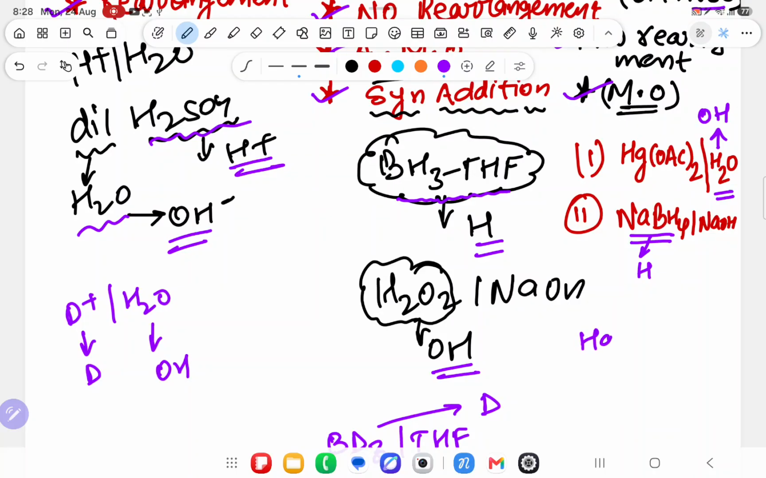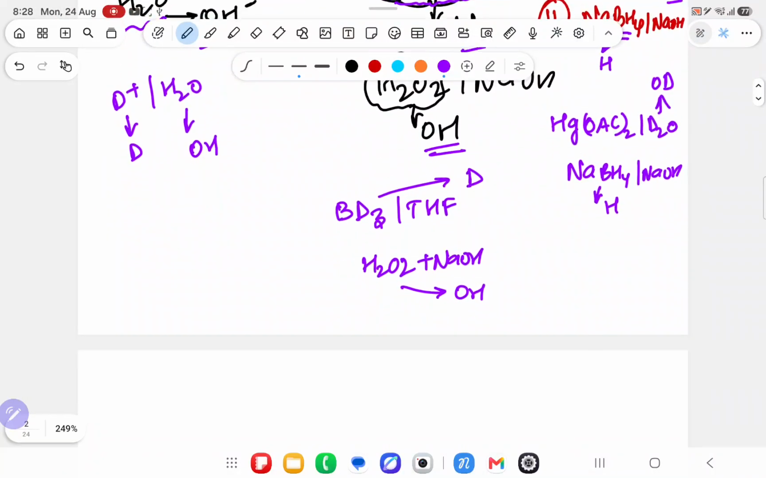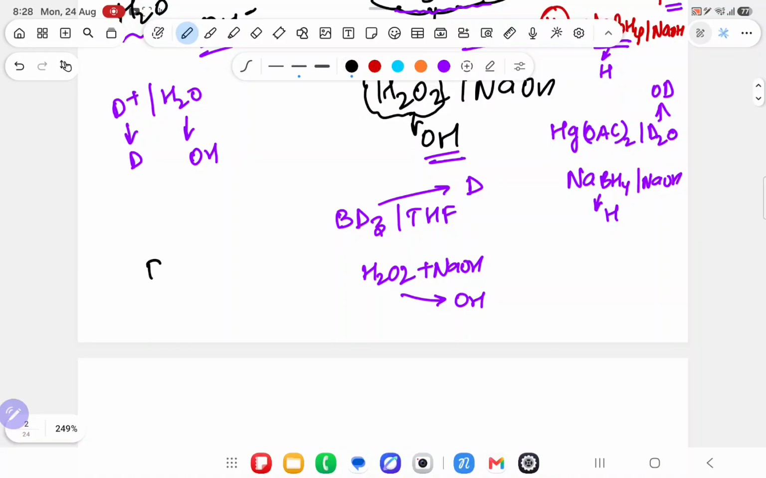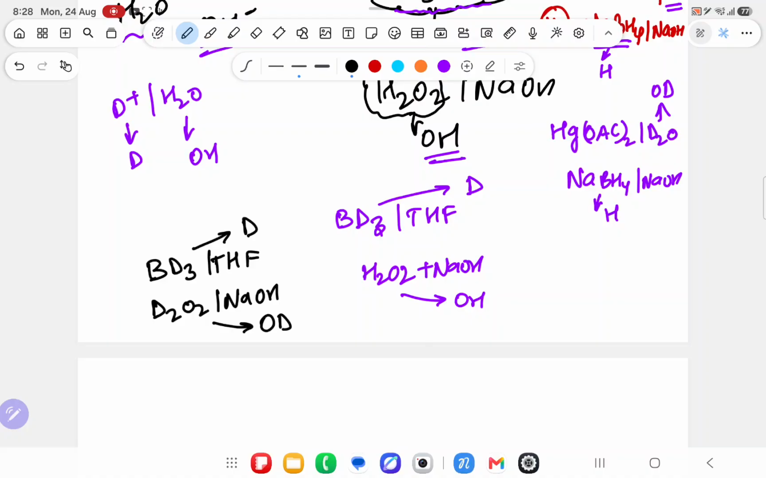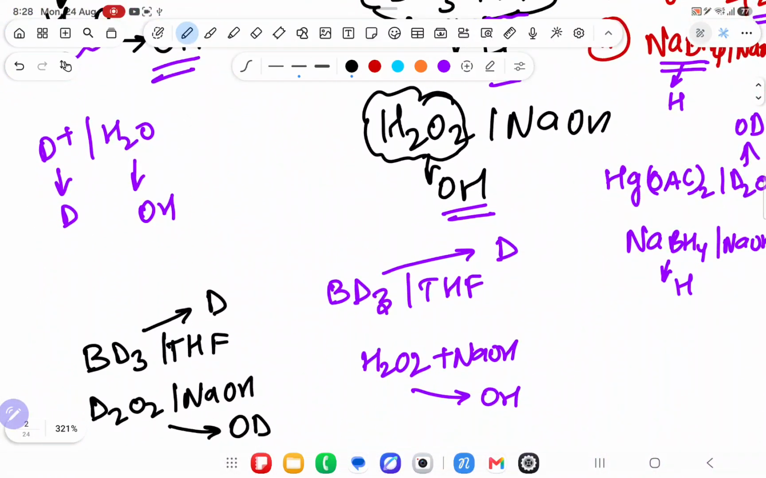Suppose over here I write Hg(OAc)2, D2O and NaBH4, NaOH. So what is coming? It will give OD, it will give H. So in place of H, they will change it to D. So you have to see where we will get OH. Suppose one changes the reagent like this: BD3 THF, in presence of H2O2 I take D2O2 in presence of NaOH. So this will give D, this will give OD. Understanding the point?